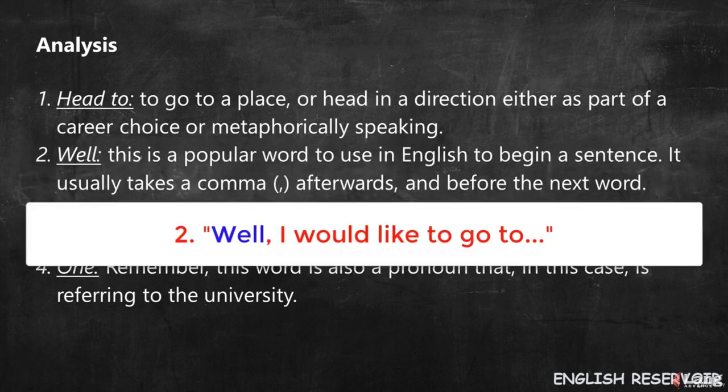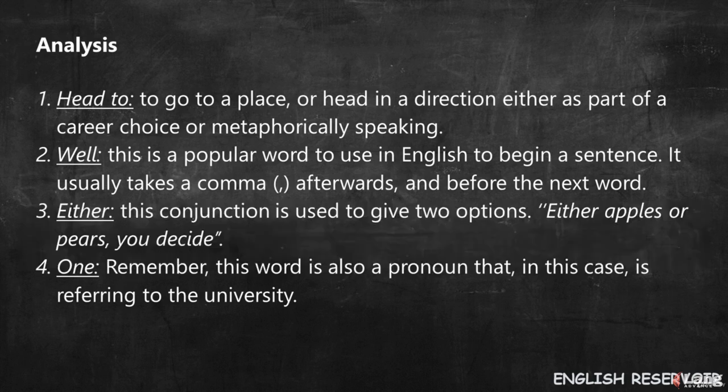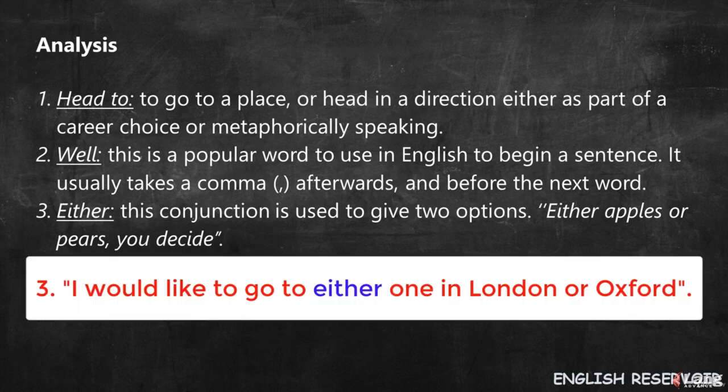2. Well. This is a popular word to use in English to begin a sentence. It usually takes a comma after and before the next word. 3. Either. This conjunction is used to give two options. Either apples or pears, you decide.